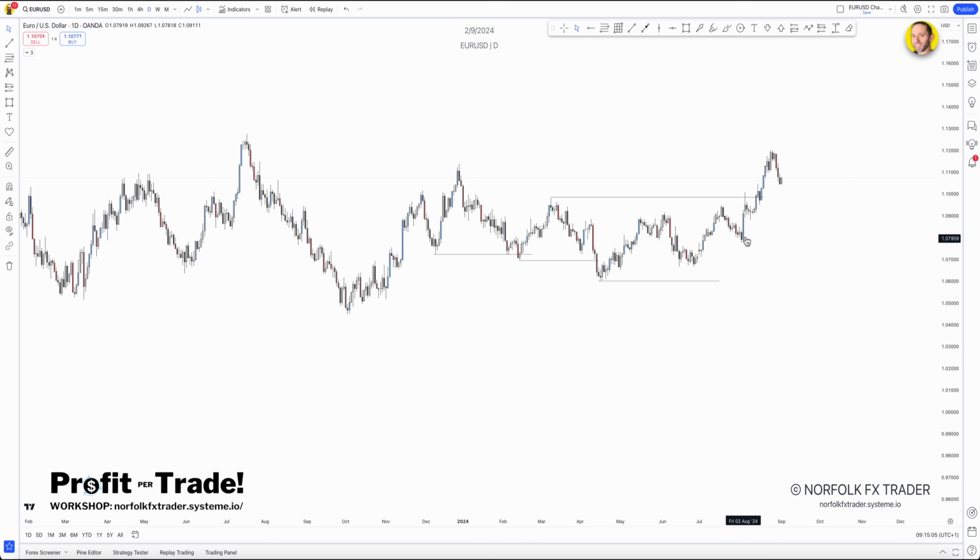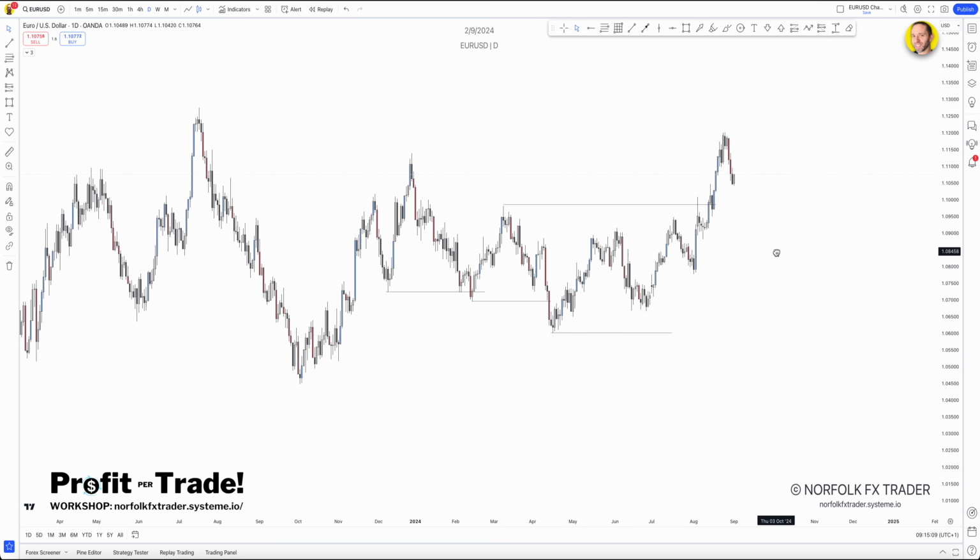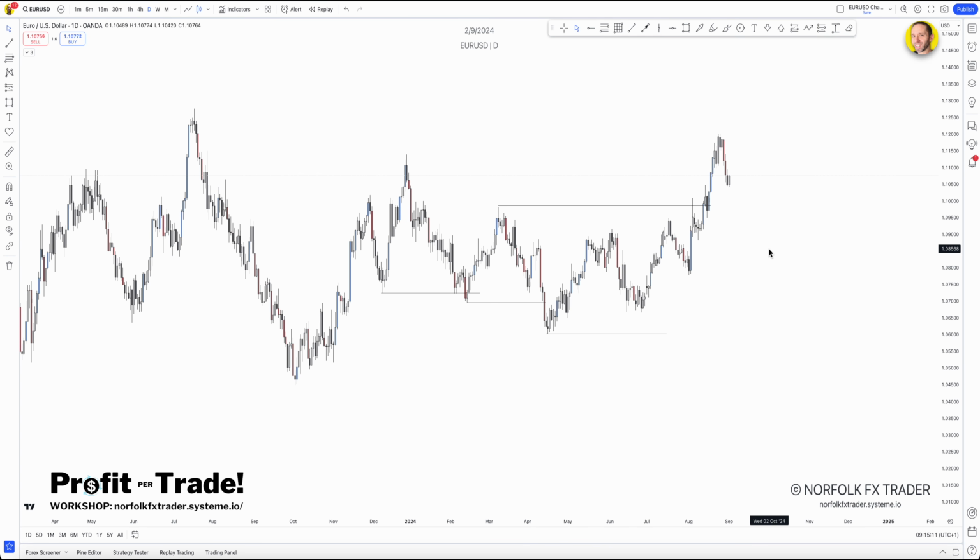And when we see this pullback, you can start to look for those buys. But this is what it's about. This is about doing that top-down analysis. So from this point, we understand that the market has reversed structure and we have a bullish move to the upside. That's our swing structure in the market.